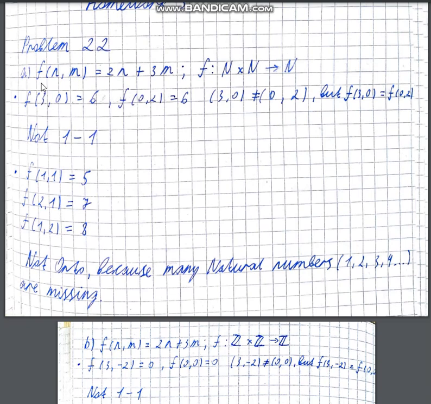So it says this function is not one-to-one. I gave a counterexample. If we take integers 3, 0, it gives our output of 6. And if we take 0 and 2, it also gives 6, but (3, 0) is not equal to (0, 2). So it's not one-to-one. And it's also not onto because many natural numbers are missing. If we take the smallest, 1, it gives only 5. So 1, 2, 3, 4, and many other natural numbers are missing.